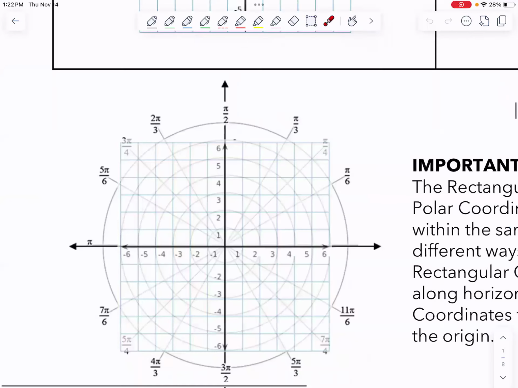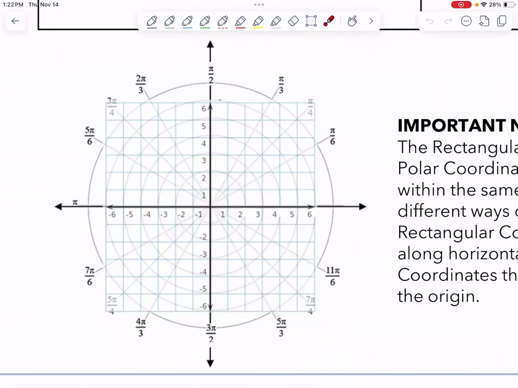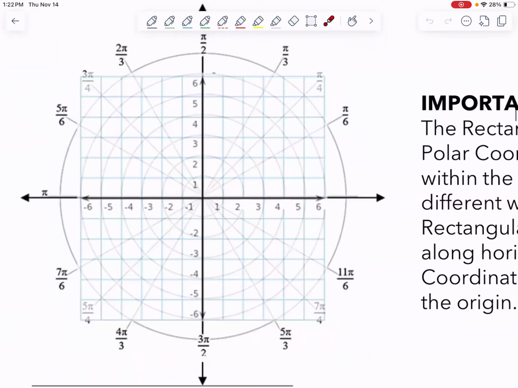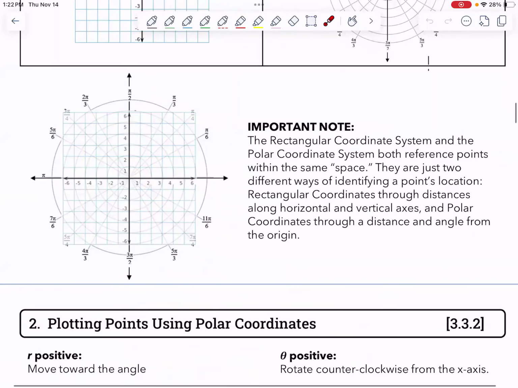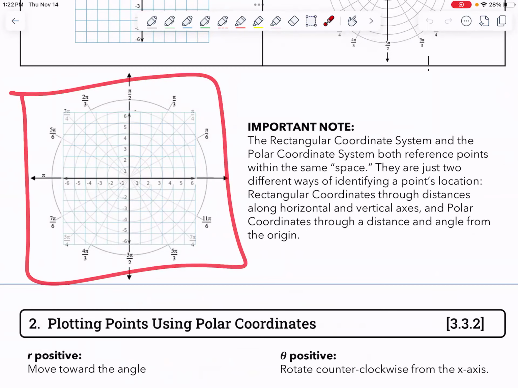These two systems, and I'll come back to that polar system, but these two systems, they represent the same plane, the same piece of paper. Maybe I should do this, the same piece of paper. It's just different ways of writing the location of these points. There's different ways to write where the point exists on this little square of paper.